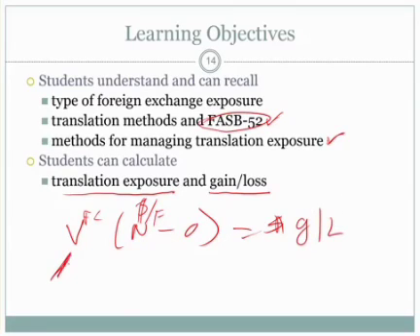Now be careful when you do these problems. If you are long, just say your net long position in the euro, you just enter it. If you're short, change the sign of the V and make it negative.